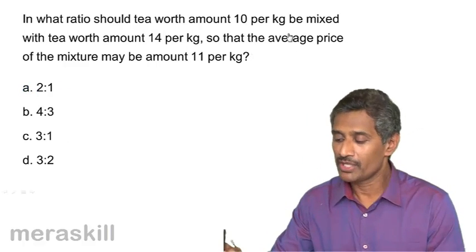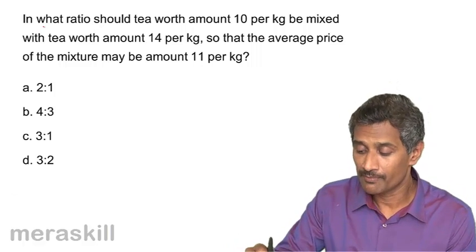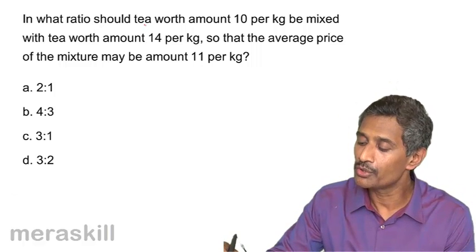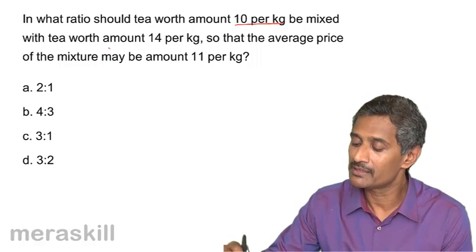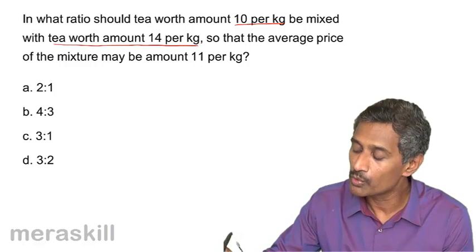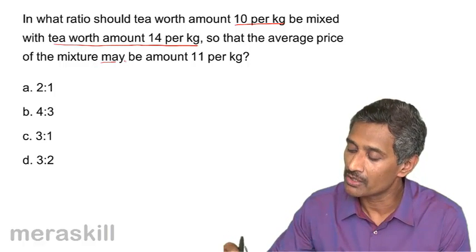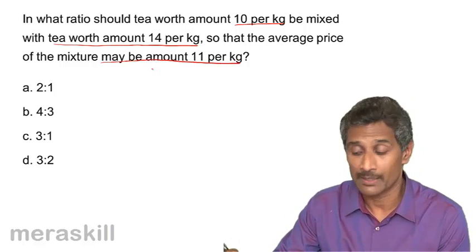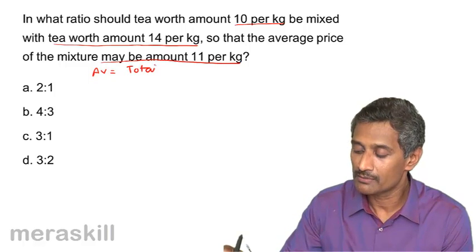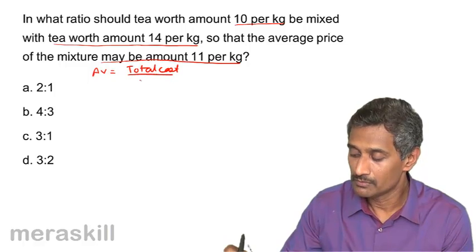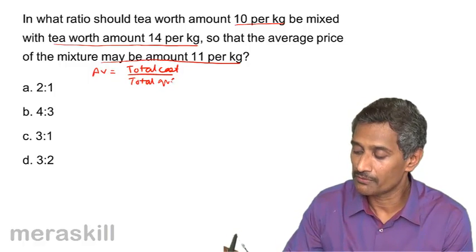Okay, now here the next problem is: in what ratio should tea worth 10 per kg be mixed with tea worth 14 per kg so that the average price of the mixture may amount to 11 per kg? Now average obviously is going to be total cost upon the total number of kgs or total quantity of tea.